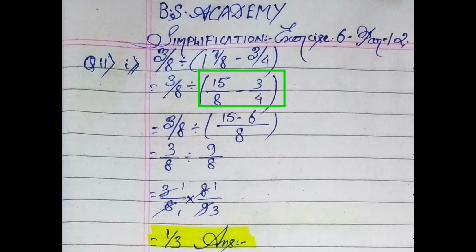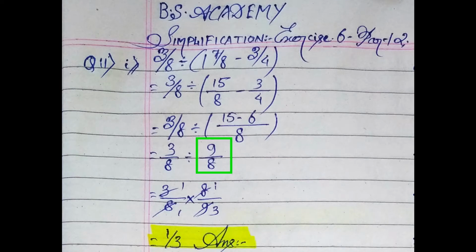Question 11(1): 3/8 ÷ (1 7/8 − 3/4). At first we have to perform the operation in the first bracket. In the second step I have converted the mixed fraction into an improper fraction, and next we have taken the LCM of 8 and 4. Our LCM is 8, and after that we have removed the first bracket.